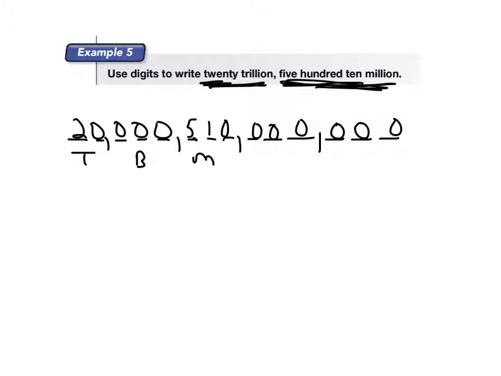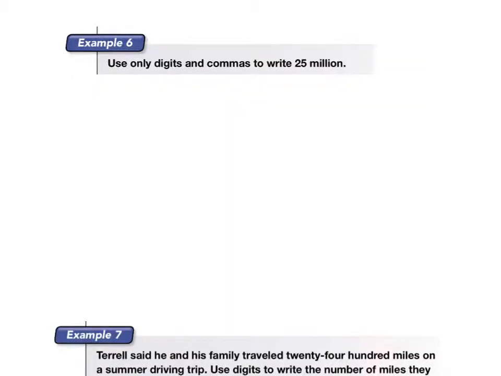Okay, let's go. We have 2 more examples. Okay, so example 6, it says, write this down, use only digits and commas to write 25 million. So digits and commas to write 25 million. So again, I'm going to use my same strategy. So first I have the hundreds, then I have the thousands, and then I have the millions. And this says 25 million, so I'm going to put 25 in the million spot, and then I'll put zeros everywhere else. And remember to have your commas every 3 places over.